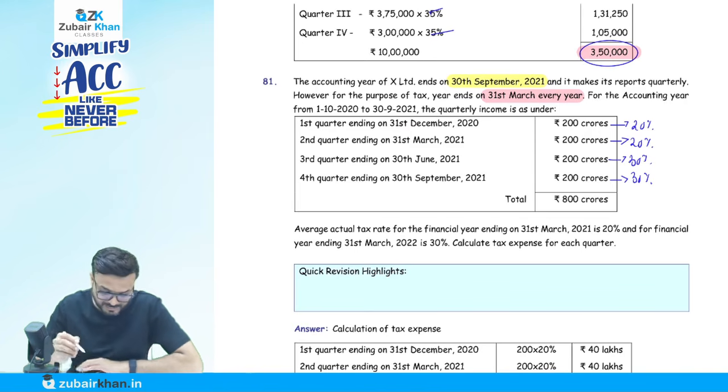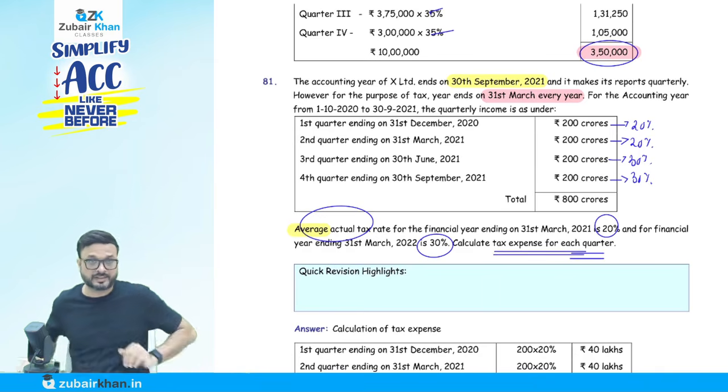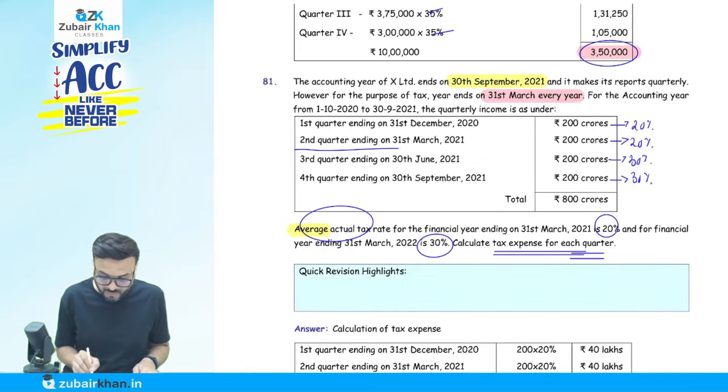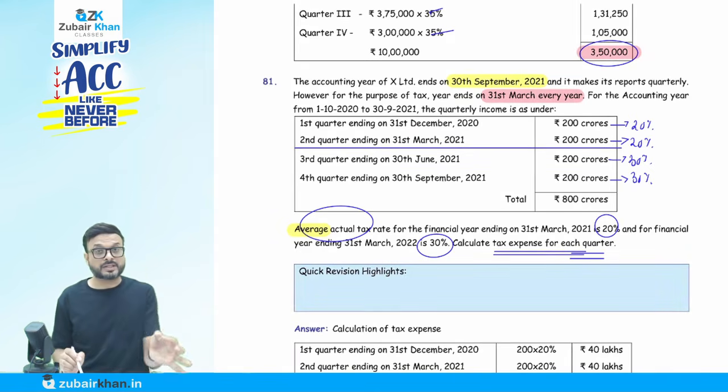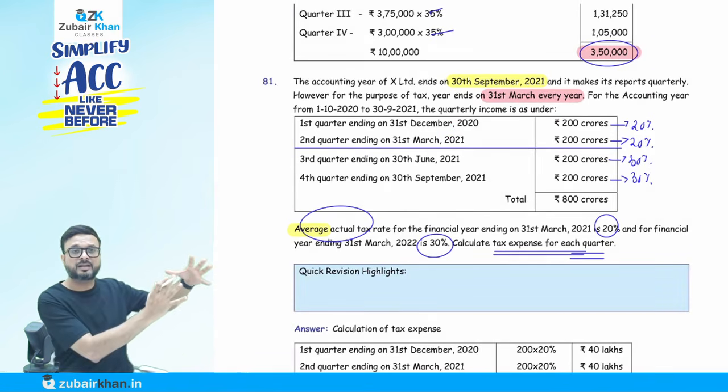Now, they have already given us the average actual rate of tax. For the year ending 31st March 21 it is 20%, and for the financial year ending 31st March 22, 30%. Calculate tax expense for each quarter. Understand, they have the different tax for the different financial year as per the tax law. For that period, the average rate already given is 20%.